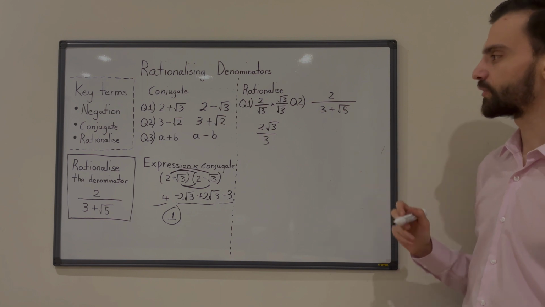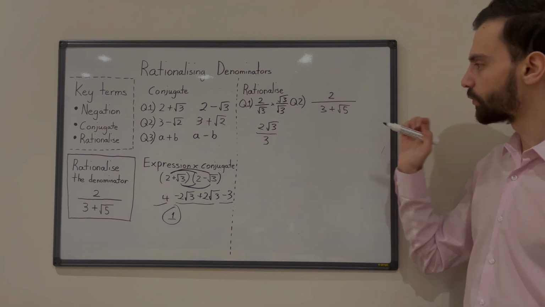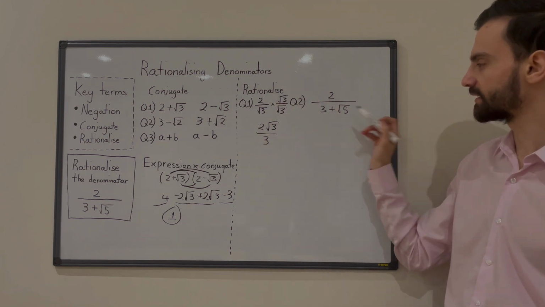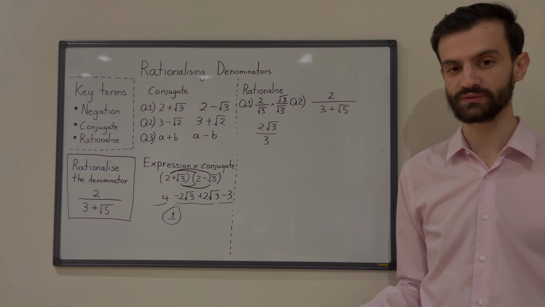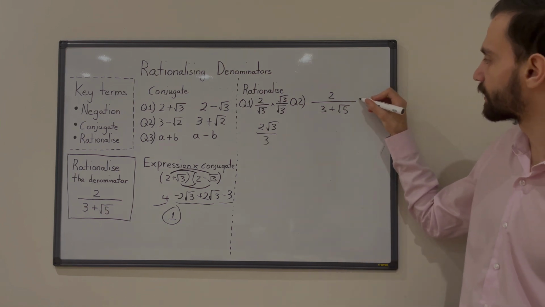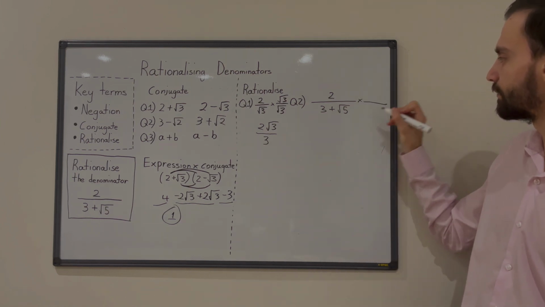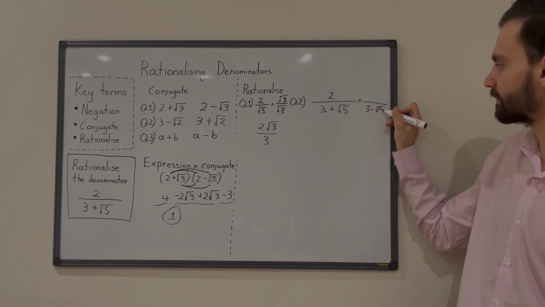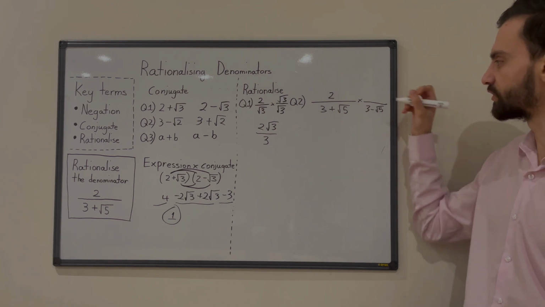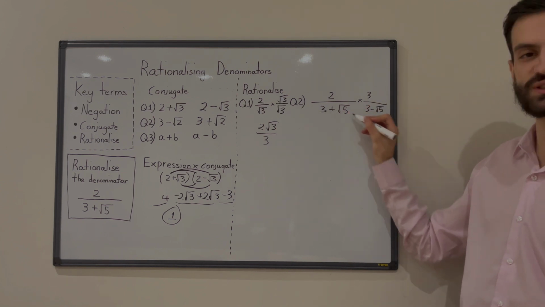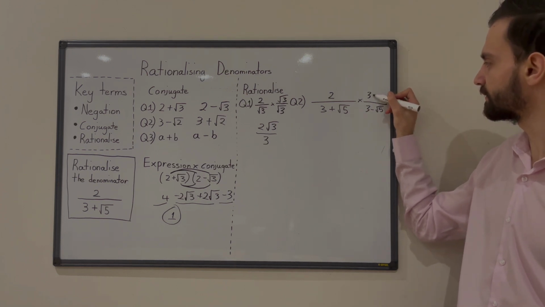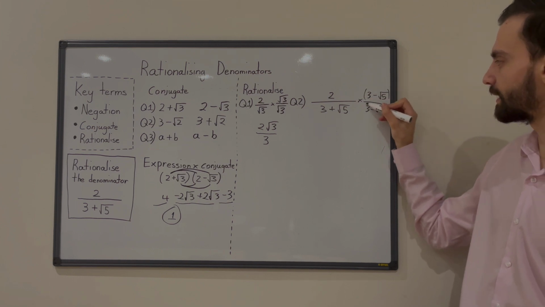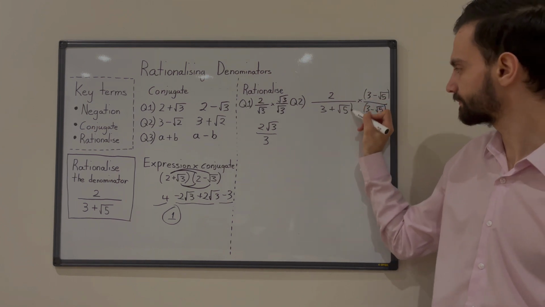Finally, we can actually do it for question 2 now. With one small difference, we can apply our conjugate method for our denominator so that we can get rid of our square root. So we're going to multiply the denominator by this conjugate, which is 3 minus square root 5. Don't forget to multiply the numerator by the same thing so that we don't change the original fraction. We're going to include our brackets in here.